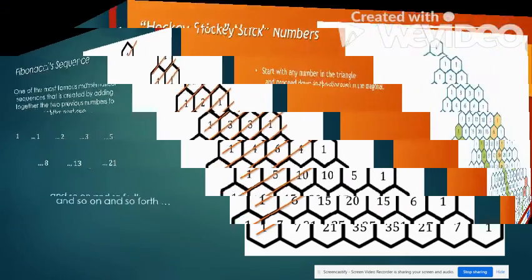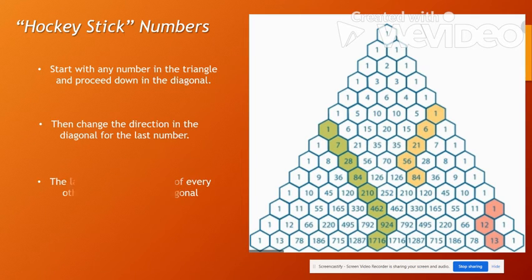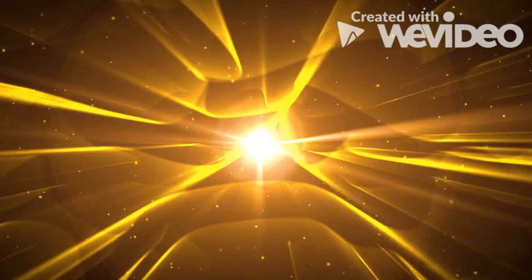The last application we're going to look at are what's called hockey stick numbers. So as you can see, if you start with any number in the triangle and you proceed down in a diagonal, then change the direction of that diagonal for one last number, the sum of all of the numbers in the first diagonal are equal to the last value.